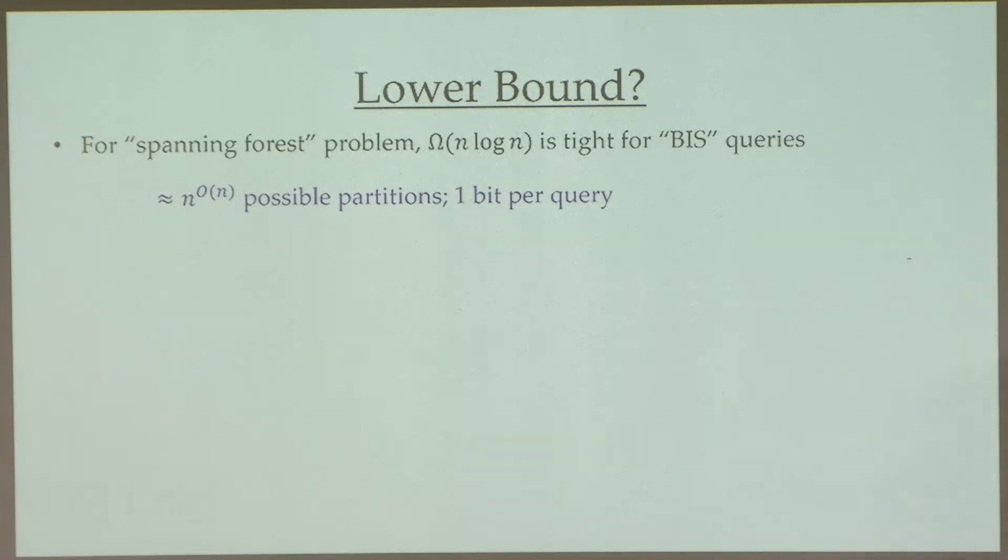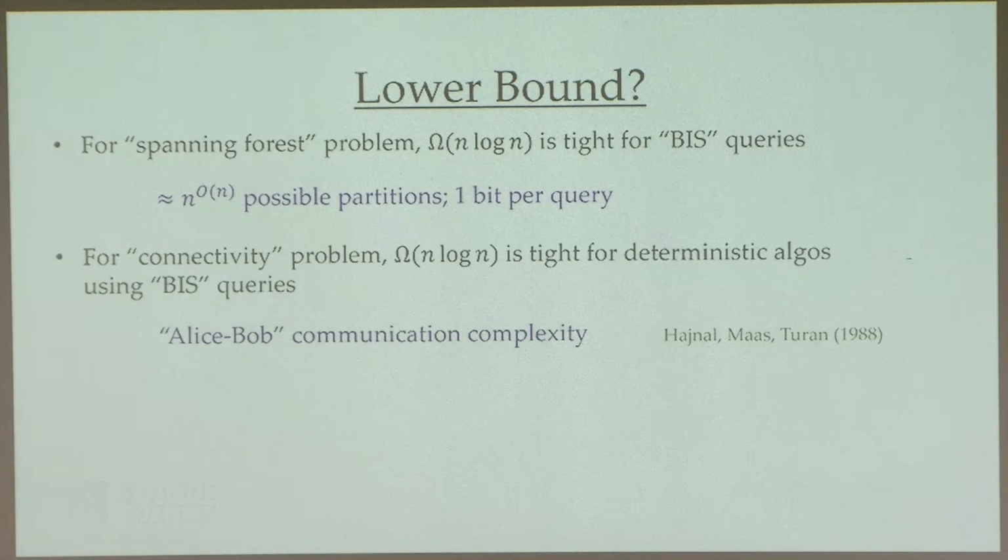Why? Because if you're finding the spanning forest, you are definitely finding the connected components of this graph, but there can be roughly n to the order n possible partitions, possible connected components. You are getting 1 bit of information per query. So just information theoretically, you need to make n log n such BIS queries. In fact, even for connectivity, where you just want to discover whether the graph is connected or not, this is more non-trivial. You can actually prove that if you are deterministic, which the previous algorithm was, then with these 1 bit queries, n log n queries need to be made.